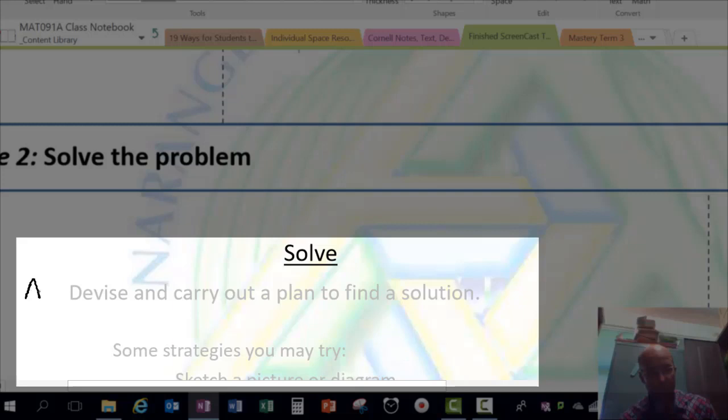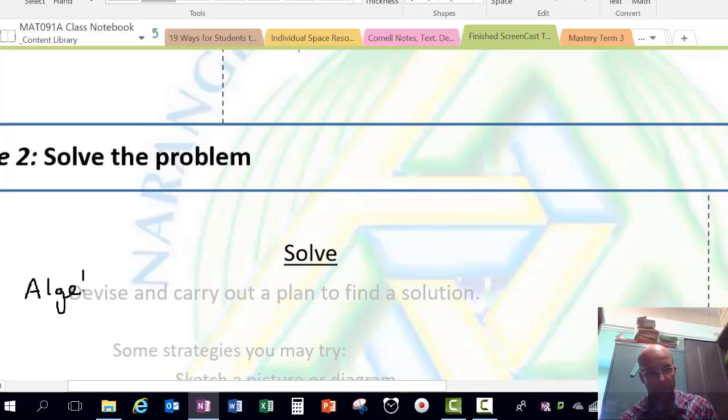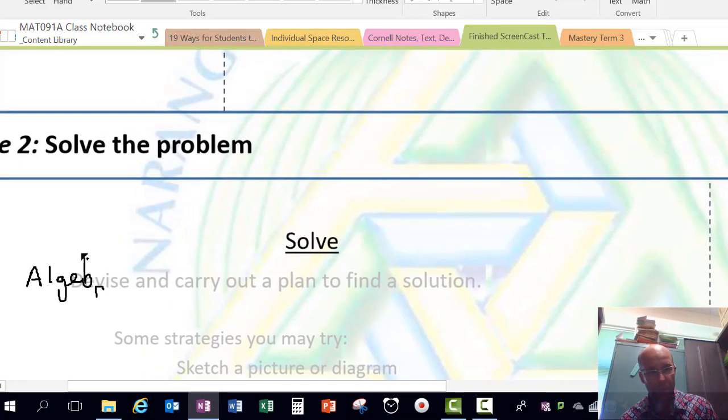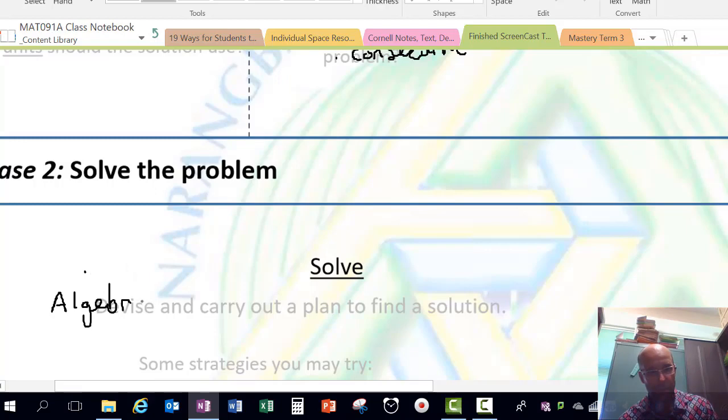So algebra, or the real word is algebraic equation, if you want to know the actual terminology. Alright, if you don't know the terminology, don't worry too much. Alright, so that's my strategy, is use an algebraic equation and then solve. Okay, that's my strategy. Alright, well, I've got to come up with that equation.